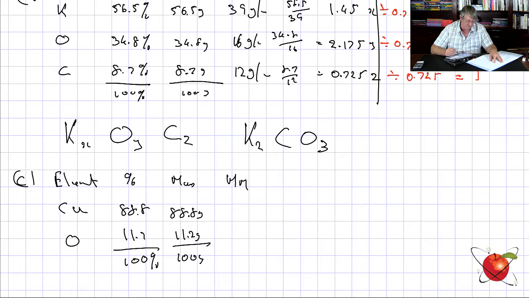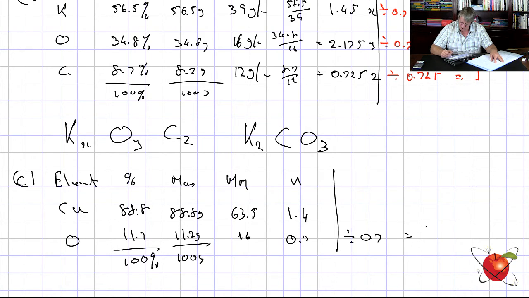Let's work out the molar masses. That is 63.5. This is 16. Okay, therefore work out the number of moles, mass over Mm, right? Which is going to be 1.4 and 0.7. We rearrange, divide by the smallest one to get a 1, and divide by 0.7 and we get 2.